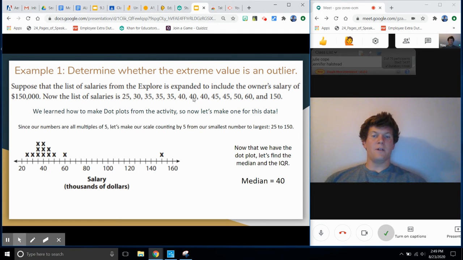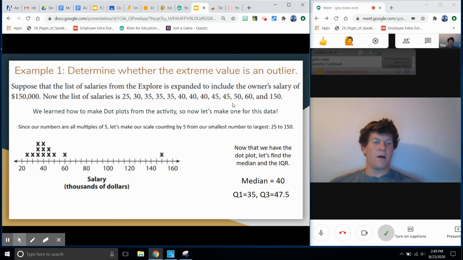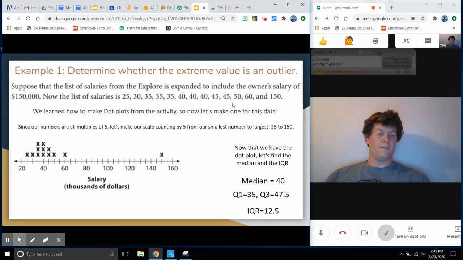Do the same thing above it. There's my 40 in the middle. 1, 2, 3, 1, 2, 3. Okay, I'm between 45 and 50. Follow the median rules. If you're ever stuck with 2 in the middle, like our 45 and 50, add them together, divided by 2. 45 plus 50 is 95, divided by 2 gets us 47.5. So there's our quartiles. Now we can subtract them to find the IQR. That IQR, 47.5 minus 35, gets us 12.5.